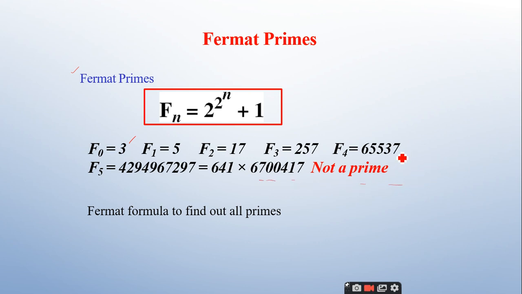But the disadvantage of these Fermat primes is also that it may end up generating a prime or a non-prime number, which is not acceptable, right? So because of this disadvantage, we are going into the next topic, which is primality testing. But we'll discuss this primality testing in the next session.